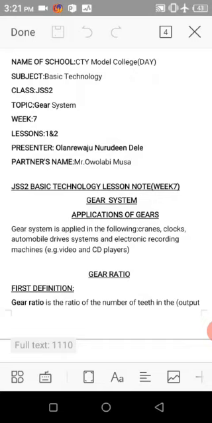So today, what we are going to discuss on gear system are the applications of gears and gear ratio. That is what we are going to discuss today under the major topic, the gear system.